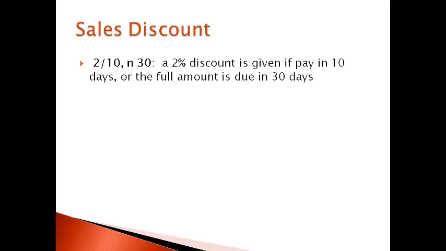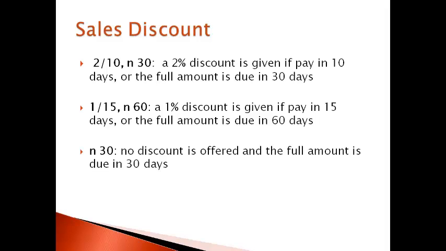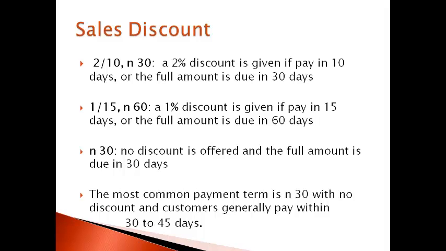2/10 and 30 means a 2% discount is given if paid in 10 days. If not, the full amount is due in 30 days. 1/15 and 60 means a 1% discount is given if paid within 15 days, or if not, the full amount is due in 60 days. N30 means no discount is offered and full amount is due in 30 days. The most common payment term is N30, and customers generally pay within 30 to 45 days.